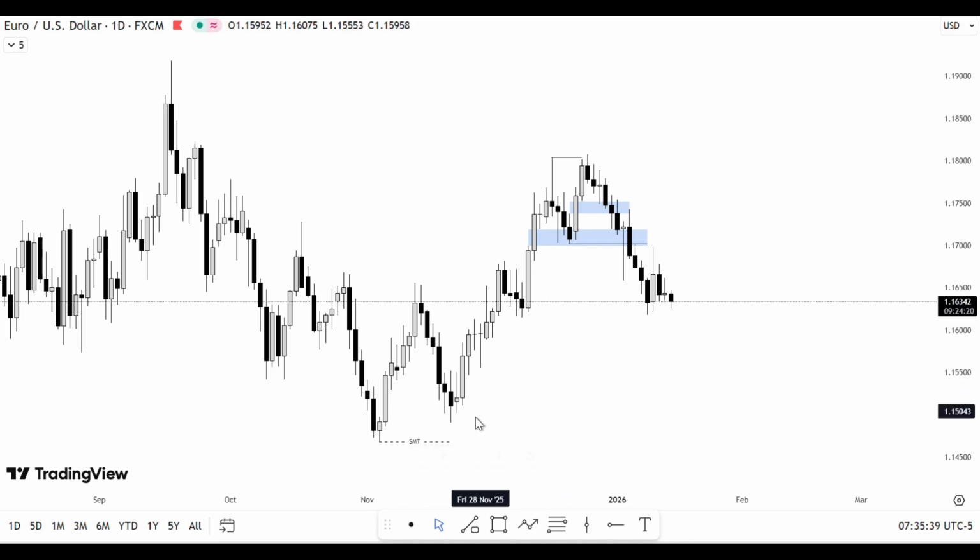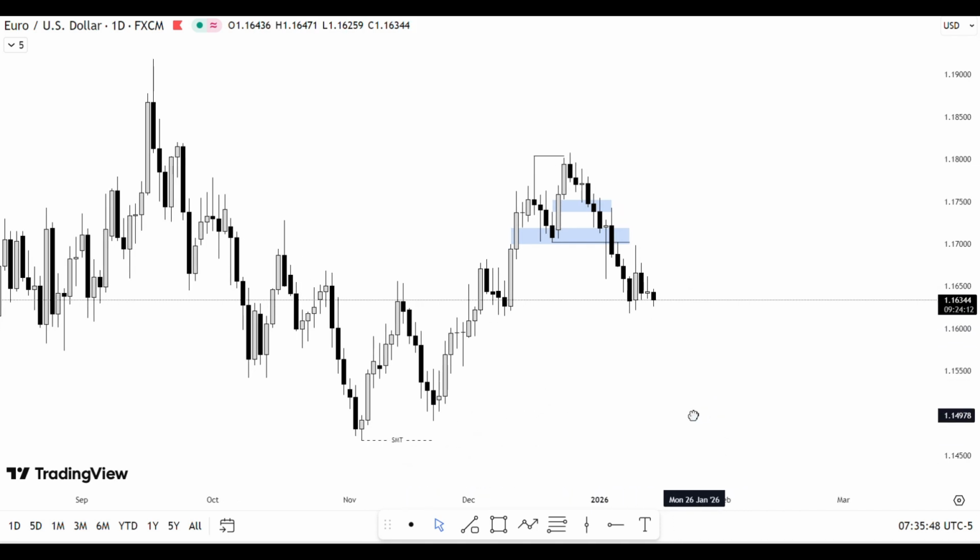So for now we are expecting that we need to go down to reach this high, then this high, then this high with a little bit of speed, and then this high a little slow and then speed. But you need to be cautious at least.